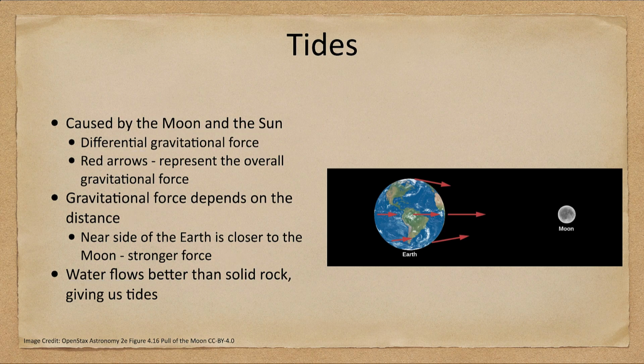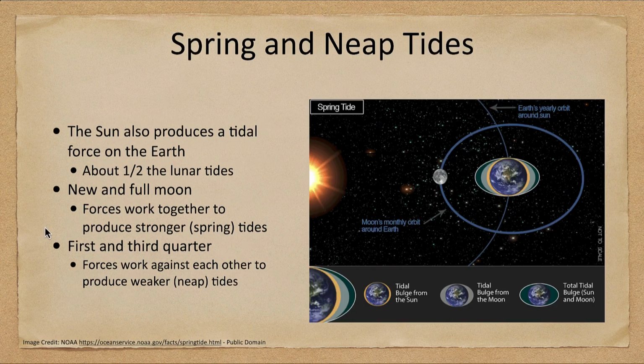Now we can look at this another way as well. Let's take a look here. And what we see is that we're going to watch this animation. It's going to show two different types of tides. So we see that the sun also produces tides, a tidal force, but they're about half the strength of the lunar tides. So they're not nearly as strong.